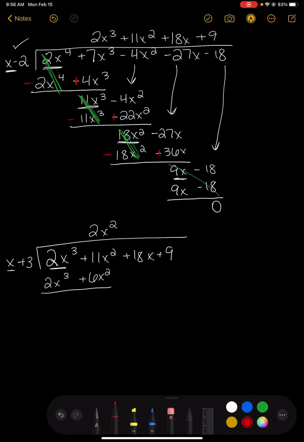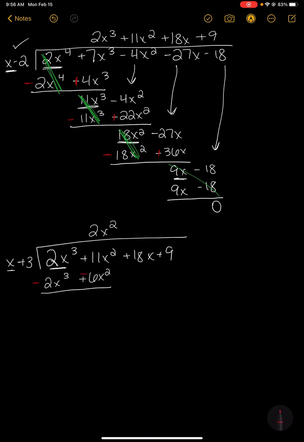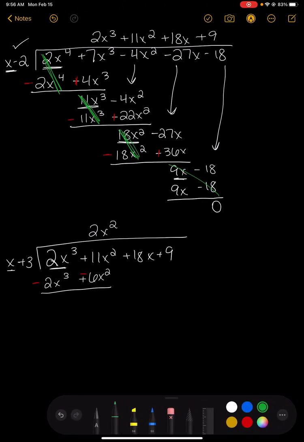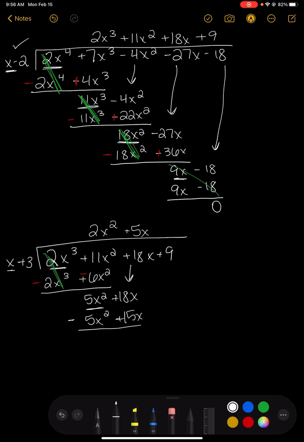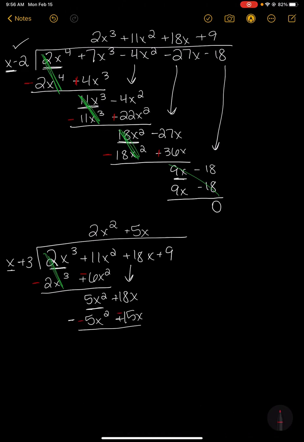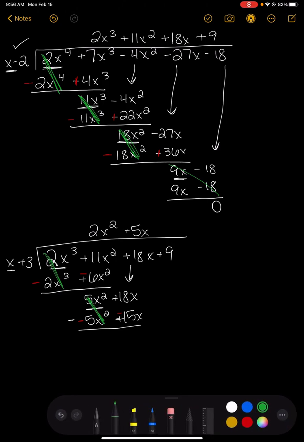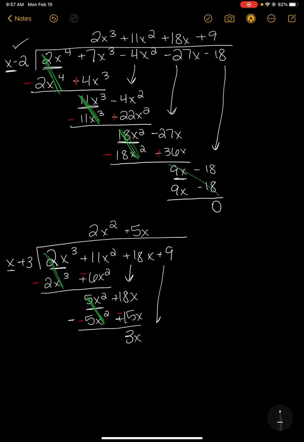Draw my line and subtract. First terms cancel out. So 11x squared minus 6x squared gives me a 5x squared. Bring my next term down. x times what gives me 5x squared? That would be a 5x. 5x squared. 5x times 3 is a 15x. Draw my line and subtract. My first terms cancel out, and I've got 18x minus 15x. Gives me a 3x. Bring my 9 down.